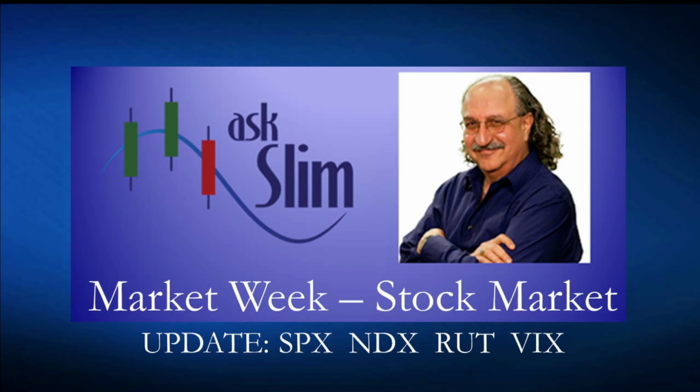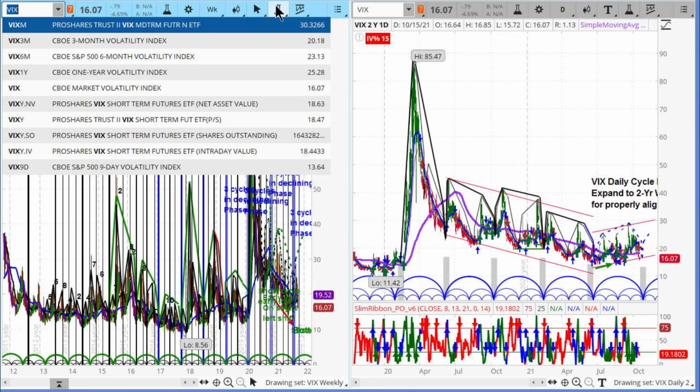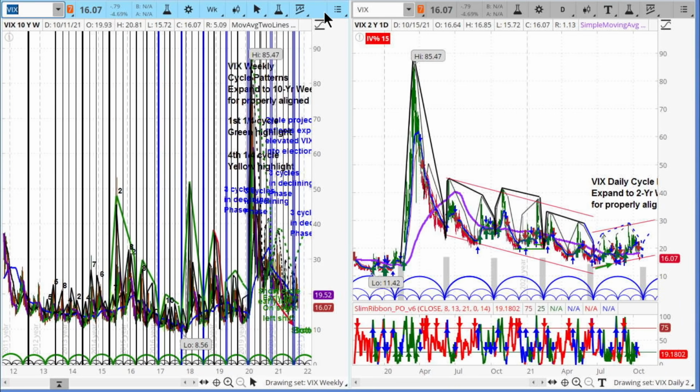Remember that we said the Nasdaq and the S&P 500 come down sometime around November 4th after a little bit more attempted upside, and the Russell somewhere around the 10th or so of November. But when we look here at the VIX, this is really very important.